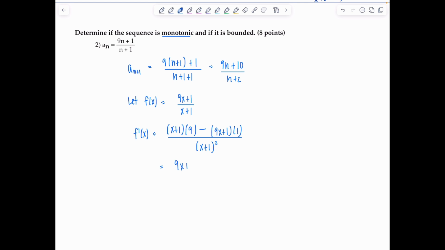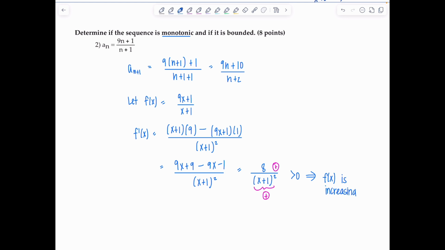Okay, 9x plus 9 minus 9x minus 1 over (x plus 1) squared. And this is going to give me 8 over (x plus 1) squared. You wouldn't even get there as quickly if you tried to do the product rule, like a weirdo. Okay, so numerator's positive, denominator positive. So I could say that the derivative is positive.